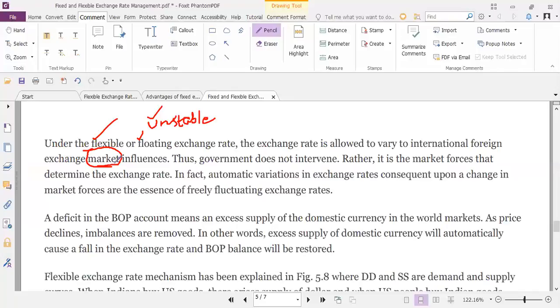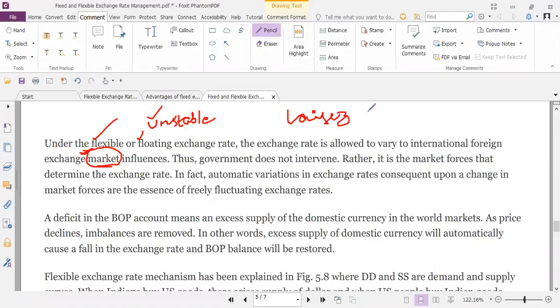Thus, under market also, it is the international foreign market, and not the domestic market. Remember this. The international market will decide it. Thus, the government does not intervene. So the government will not intervene here. This is left free. In economics, there is a concept of this: laissez-faire, if you have not heard of it.